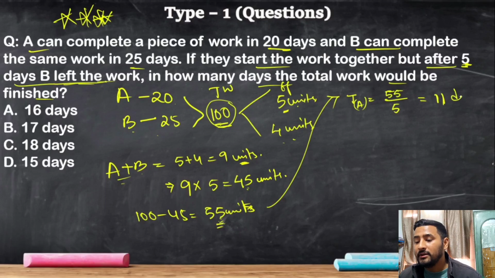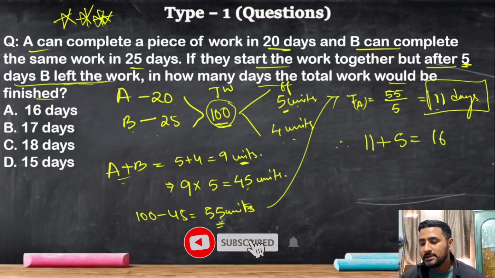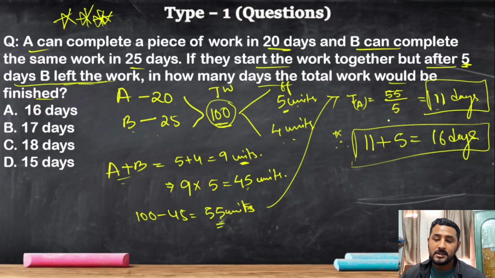Okay, 11 days. But our answer will not stop here, because we need in how many days the total work would be finished. First, because A and B were working together, they worked for 5 days at least. But A alone took 11 days. So our total answer will be how much? 11 plus 5. This will be 16 days. A bit tricky. Watch again and again to get the full concept of this type of question.